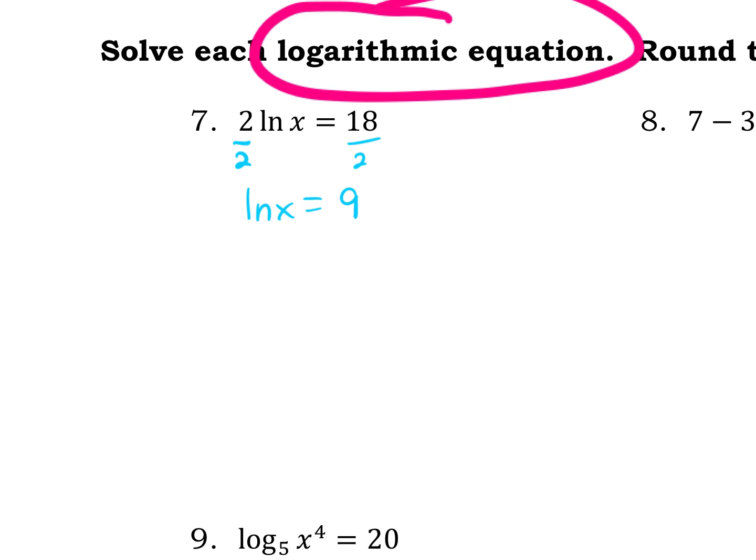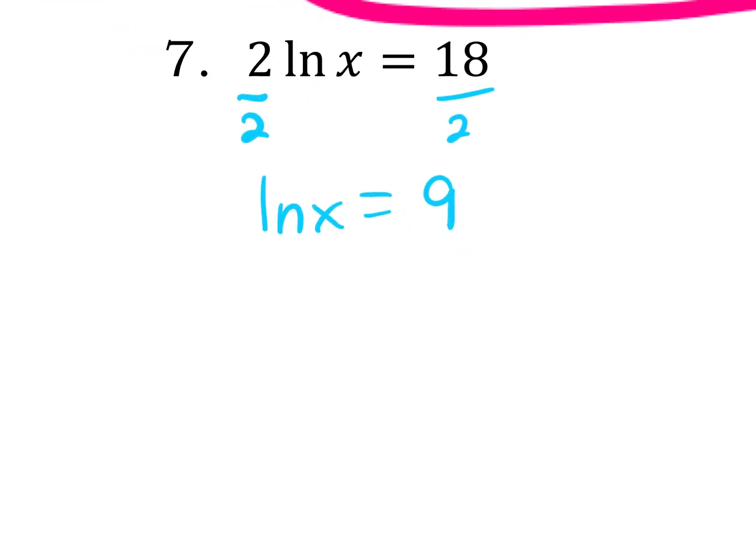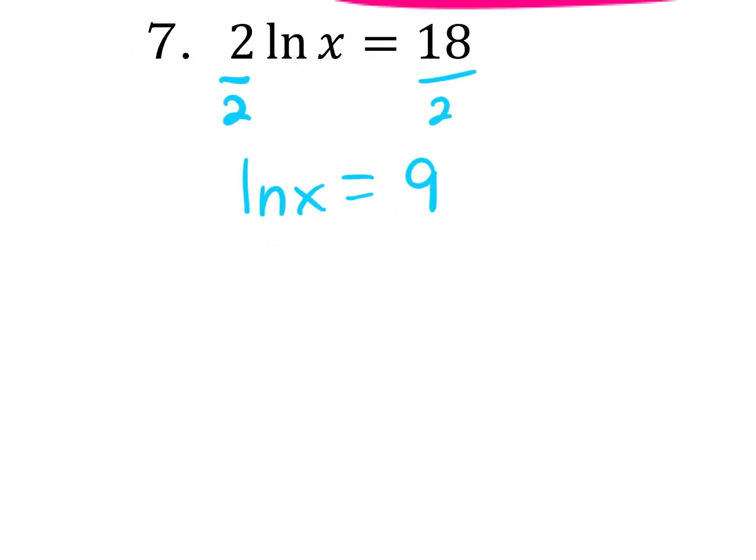And then I get ln x is equal to 9. So we want to get that logarithm by itself, and then we are going to rewrite using exponents. Okay. What does ln of x really mean? What's the base understood to be? Careful. ln. Yes, good. There you go. So log base e of x equals 9.